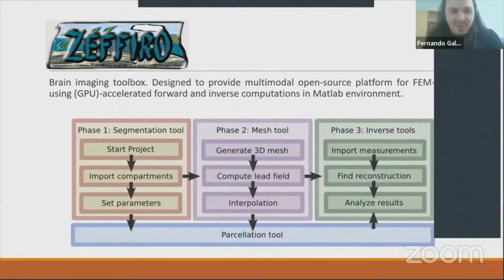So Zephyr is a brain imaging toolbox, designed to provide a multi-modal open source platform for finite element modeling based, using GPU accelerated forward and inverse computations in the MATLAB environment. Here, as you can see in this figure, you see the workflow of how Zephyr processes this information in three short phases: a segmentation tool, mesh tools, and inverse tools. But I'm not going to explain how Zephyr works here. I'm just going to provide you the results of what I did last year.